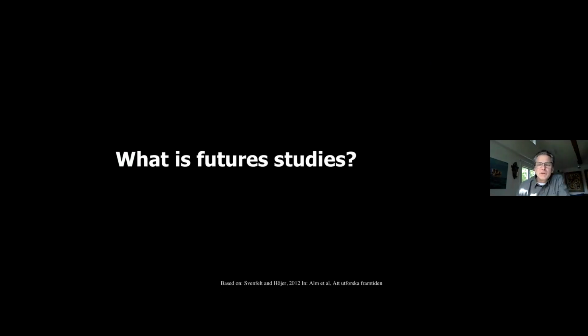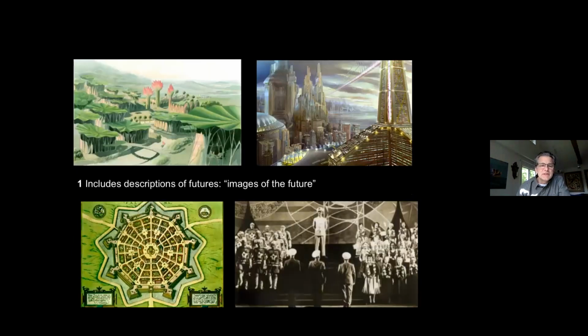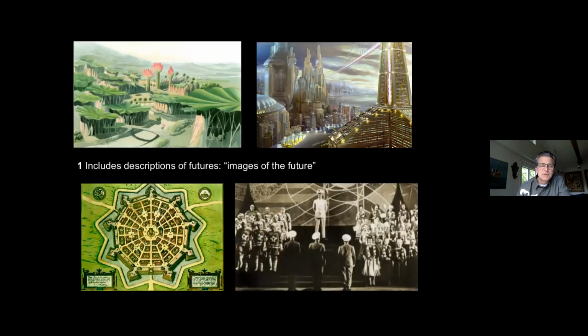But if we say that it is those two kinds of things that are future studies, what parts do you really think they should consist of? What is it that makes a study a part of something that should be called future studies? Almost 10 years ago now, my colleague Sven Felt and I defined that there are four things you need to have in a study in order to call it a future study. One characteristic is that they should include descriptions of futures, what we call images of the future.